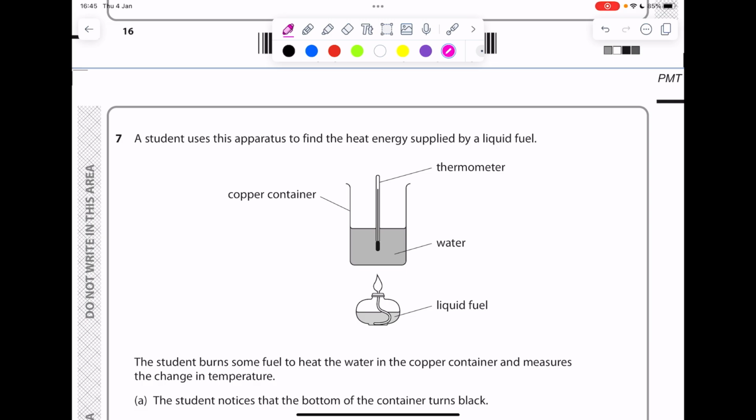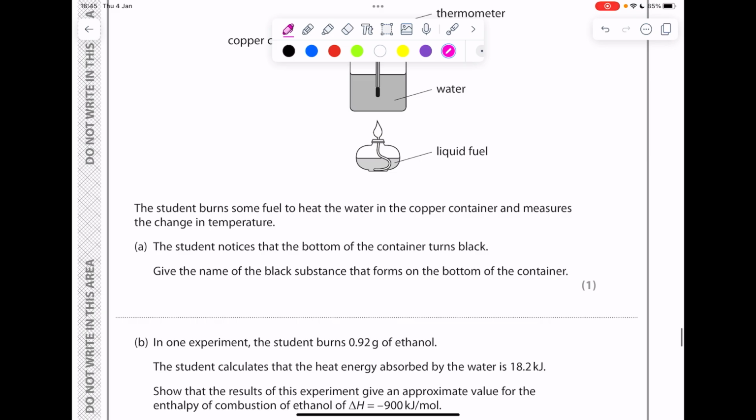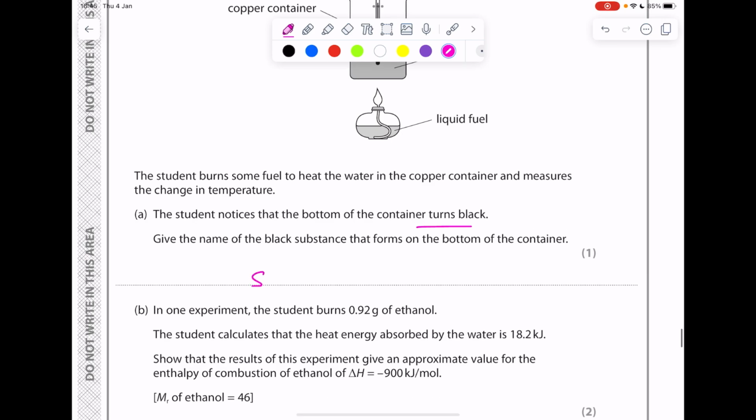Question 7. A student uses this apparatus to find the heat energy supplied by liquid fuel. The student burns some fuel to heat the water in a copper container and measures the change in temperature. The student notices the bottom of the container turns black. Give the name of the black substance. That's formed by incomplete combustion. It's solid carbon known as soot.